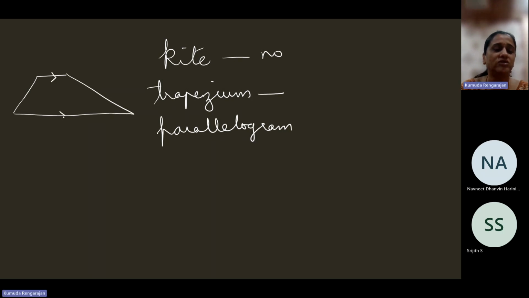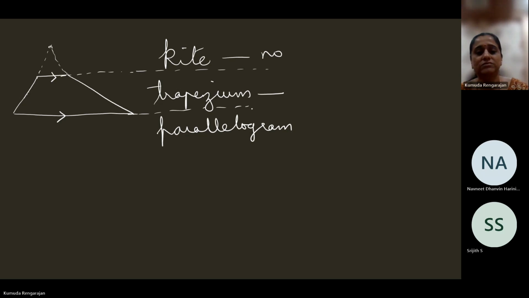This side is parallel to this side, opposite sides. One pair of opposite sides are parallel. This pair of opposite sides, they're not parallel because, see, if you produce them like this, they'll meet. But these two sides, you produce them, they'll not meet. They'll keep going like this. You produce them in this direction also, they'll not meet.